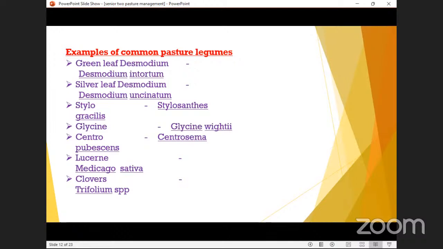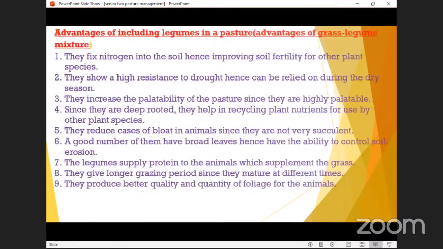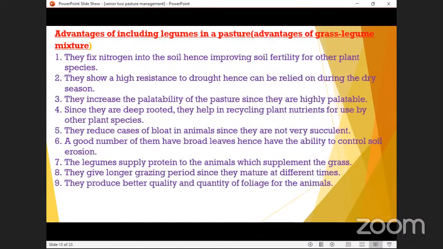All these ones are legumes. They don't grow tall like grass. They just remain on the ground. But we shall look at them in our next lesson.